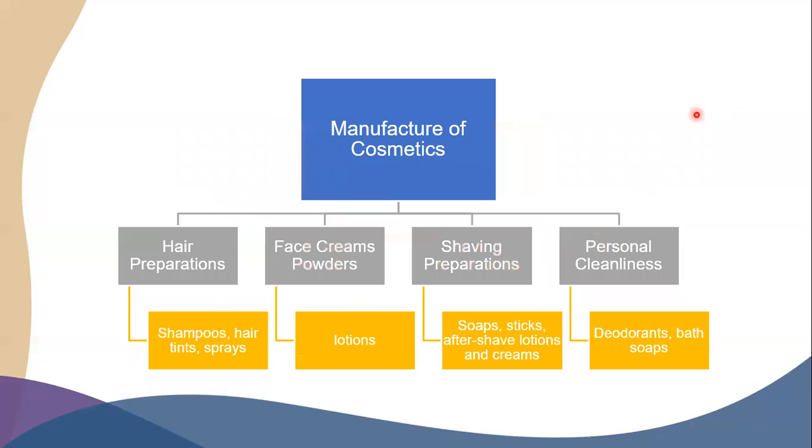Yan. Then you also have the manufacture of cosmetics. You have your hair preparations, face cream powders, shaving preparations, as well as personal cleanliness, like your deodorant, bath soaps. For shaving preparations, you have your soaps, sticks, aftershave lotions, and creams. And for face cream powders, you have your lotions. For hair preparations, you have your shampoos, hair tints, as well as hair sprays.